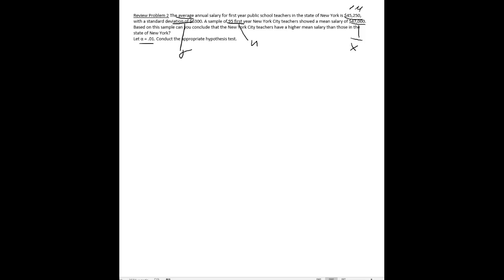Okay, and then the only other thing that we can get from here is that it says, based on the sample, can you conclude that the New York City teachers have a higher mean than those in New York? So higher suggests that our HA is going to be greater than, because that's what we're trying to check for. That's our suspicion, not our status quo. Our status quo is that they would be the same. This is why we always write our HA first, because then our status quo formally is going to be the opposite of that.